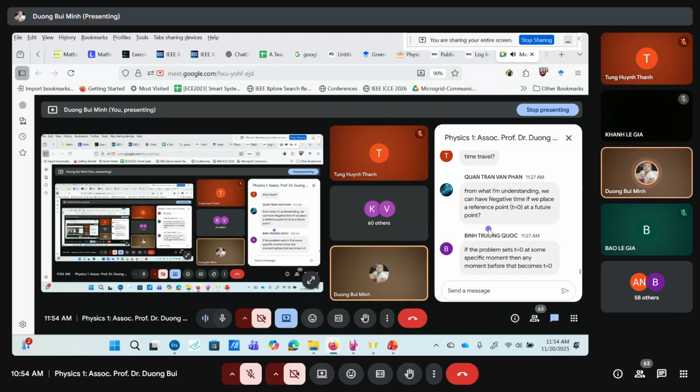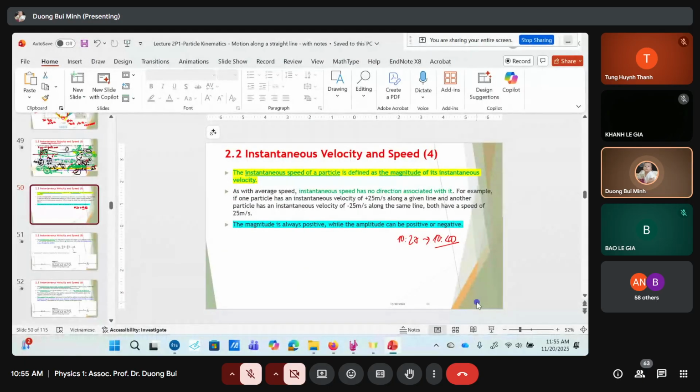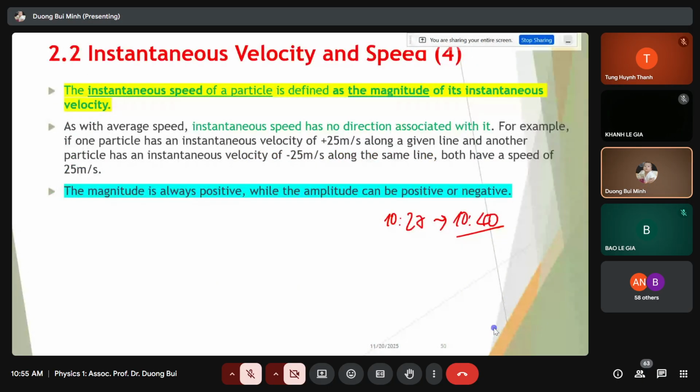This one is more general. Of course you are right, but more general. You consider these time axes. Okay, we go back to study theory.